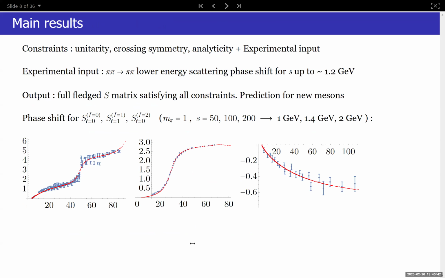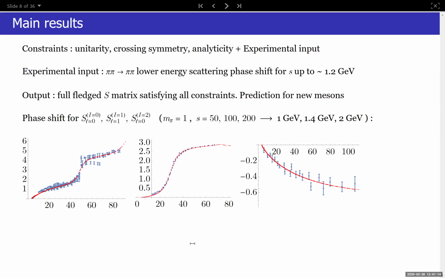For now, let me just tell you the main idea and the main result. So the idea is that we try to impose all the theory constraints: unitarity, crossing, analyticity. And also we demand the S matrix we construct in the low energy should match the experimental input. The experimental input is the pion to pion low energy scattering phase shift.